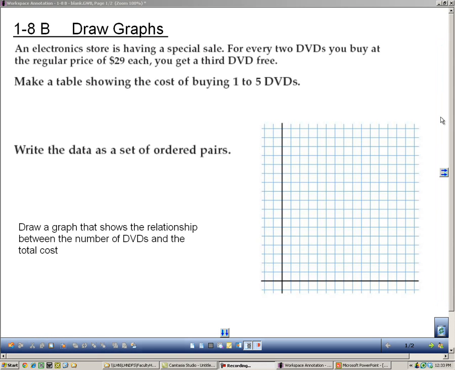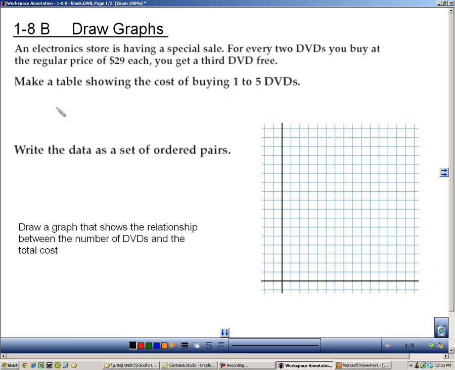Section 1.8b is about drawing graphs. We're going to use the information that we've learned in the last video to go ahead and draw a graph for a situation. Our situation is the electronics store is having a sale. For every 2 DVDs you buy at a regular price of $29 each, you get a third one free. Now we have to make a table for buying 1 to 5 DVDs.